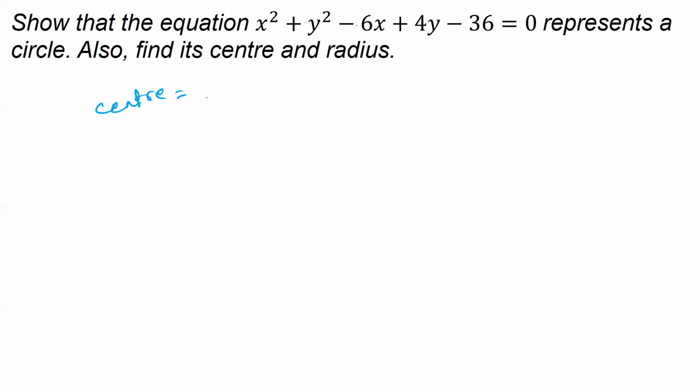Because the center is -g comma -f, and these things represent 2g and 2f, a shortcut is to divide this by 2 and then change the sign. So dividing by 2 gives me -3, changing the sign gives me 3, and then for this y term, dividing by 2 gives me 2, and changing the sign gives me -2.